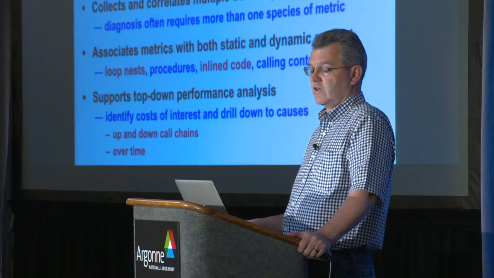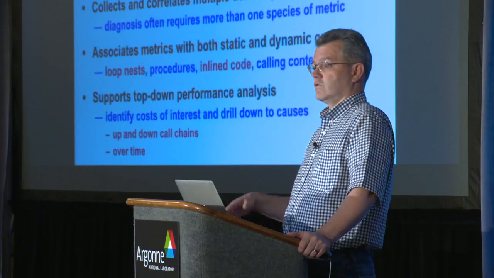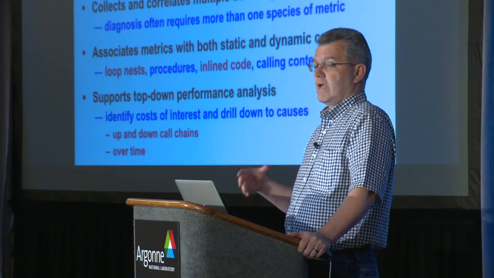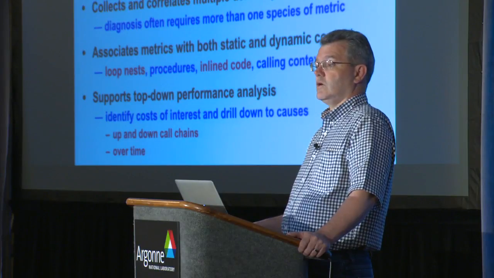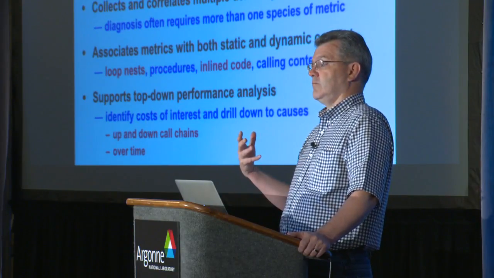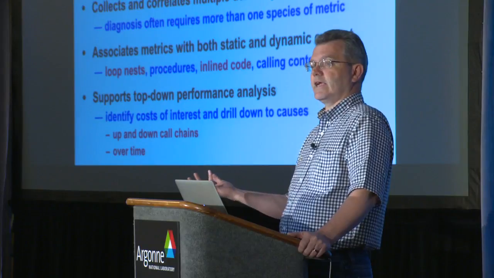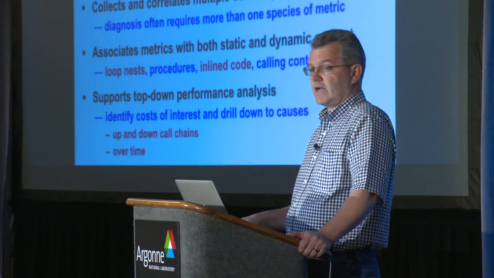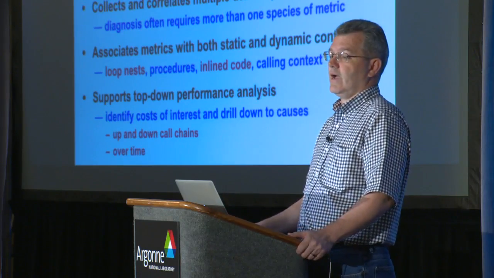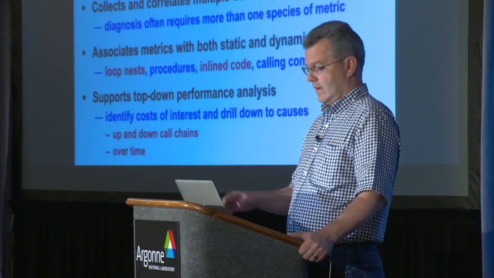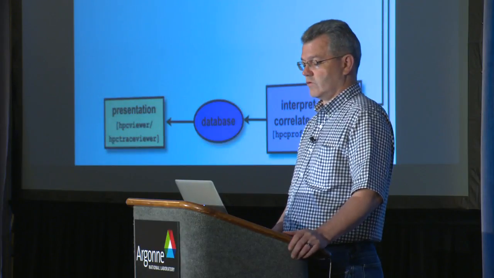And then you associate these metrics with both static and dynamic context. When I say static context, I mean things like procedures, files, and loop nests. By dynamic context, I mean dynamic call chains. It's important to know, if I'm spending time in MPI wait, how did I get here? And then finally, since we're collecting data for a massive system, we want to support top-down performance analysis. So rather than worrying about all of the data you have, let's figure out what's important and then how to find the results that are of interest.